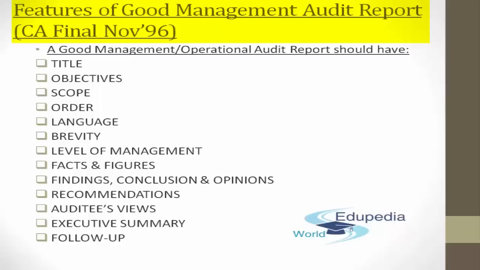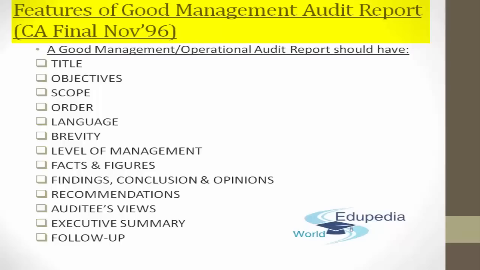Next comes the level of management. The report should meet the information requirements of the level of management to which it is sent. That's actually the most important thing. Your report should meet the information requirements for the level of management to which it is being sent. The report should have a clear perception of the matters of interest to management. The auditor may send different reports covering different matters for various levels of management as well. That could be the case with you, so you can take care of these things accordingly.